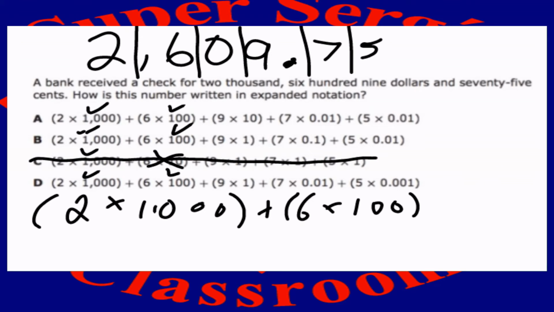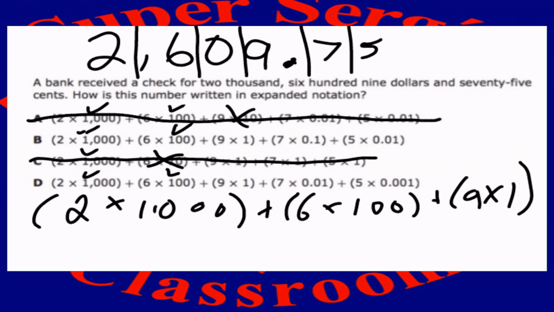Now, let's go to the next place value, which is tens. Wait, tens has a 0 as a placeholder, so we're not going to use tens. We're going to go ahead and go to ones. So digit 9 times 1, right? Boom. Same thing. I check everything. So let's look at A. 9 times 10. Nope. They're trying to trick us. So I cross that out. I go ahead and eliminate A because it's incorrect. So my possibility of getting it correct has increased from 33 to 50%.